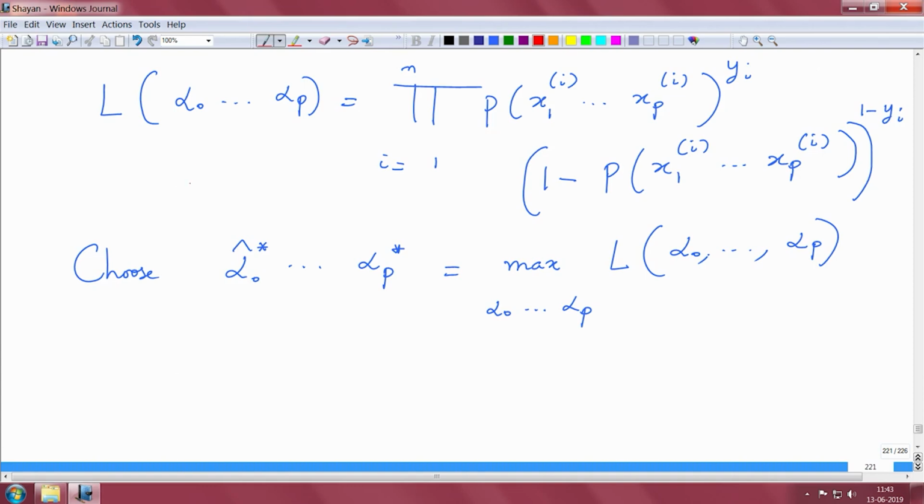So, we formulate the likelihood equation straightforwardly from how we did the binary case, that is just with one predictor. Our goal would be to choose these parameters alpha naught through alpha p that maximize this likelihood equation. Very straightforward, like how we did the binary case. If you got the intuition there, it should be straightforward for you to solve this problem.